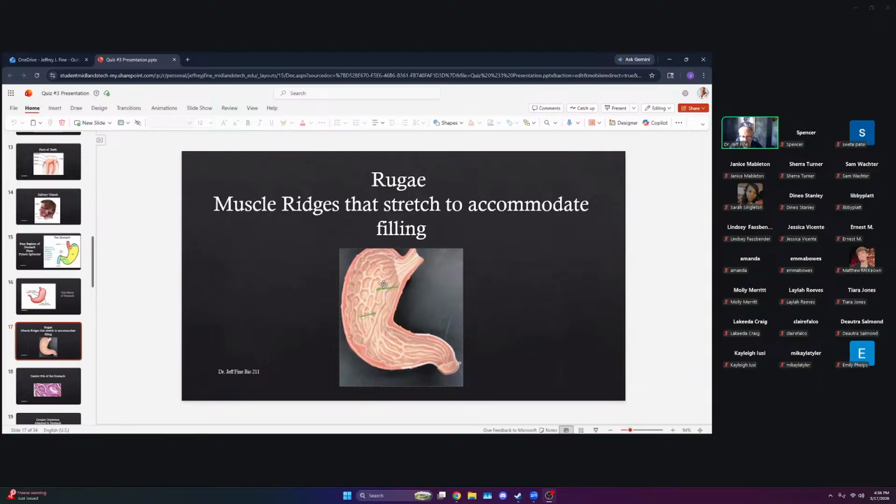And it's those rugae, those ridges of muscles on the inner lining of the stomach, that allow the stomach to stretch and get larger. And then eventually, when the stomach empties, pull it back to size. Okay? So know these rugae.